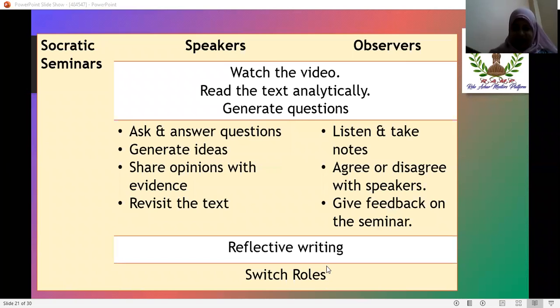After the seminar, there is reflective writing, and I will provide you with a list of questions on how to reflect on the seminar after it finishes. And then they switch roles. So observers become speakers, and then speakers become observers. Of course, this will never be in one class. Maybe you will need another class.